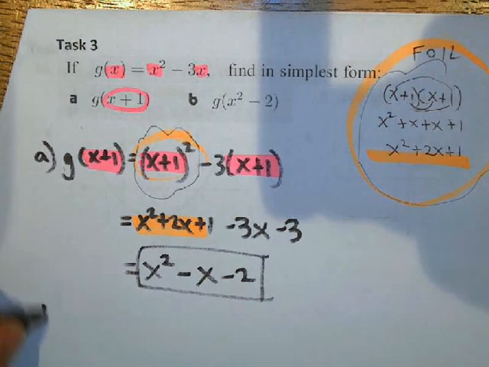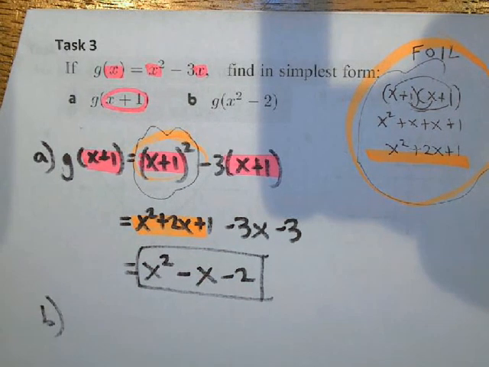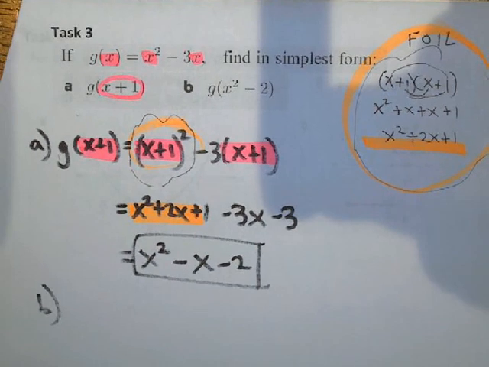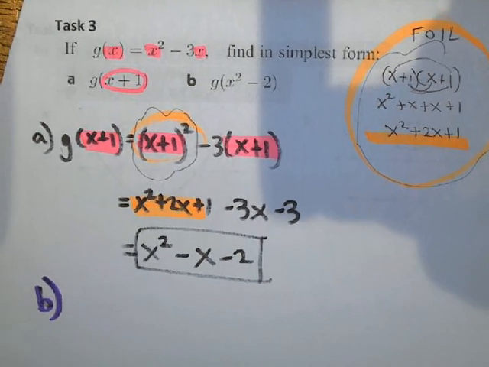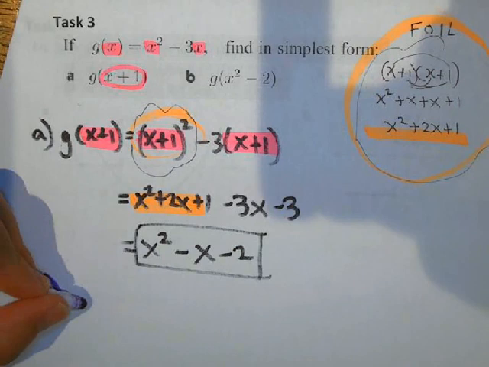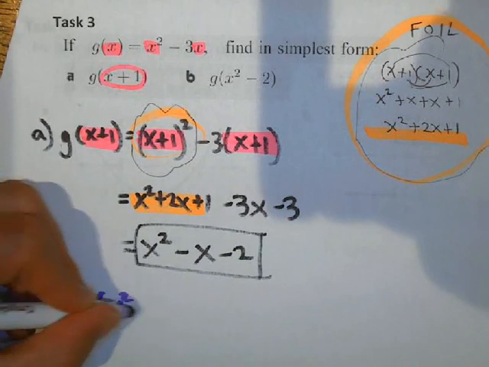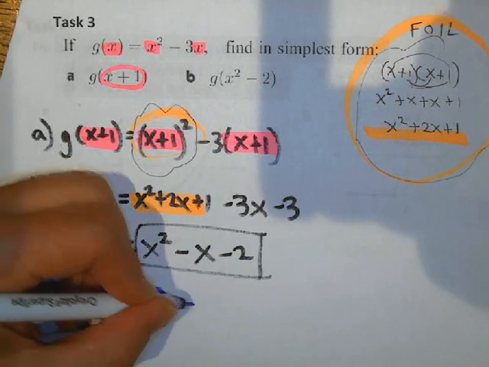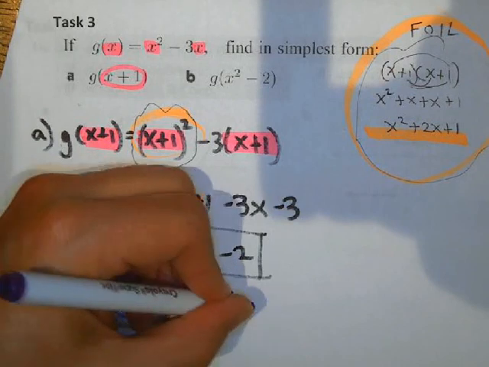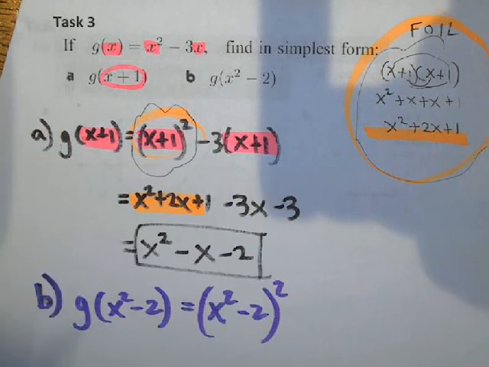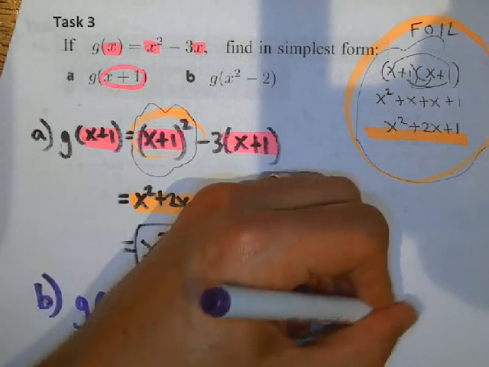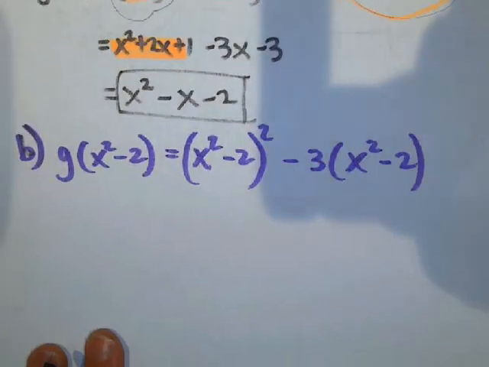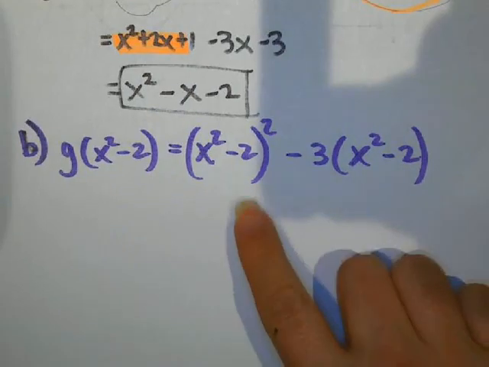And for question B, this marker is not very good. I need a new marker. Okay. Maybe this one will work. Purple. Woo! Okay, so g of x squared minus 2 is equal to x squared minus 2 squared minus 3 times x squared minus 2. Okay, so once again we need to FOIL this.